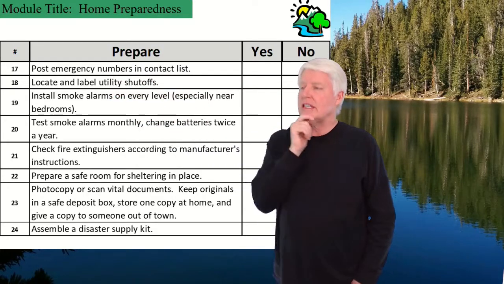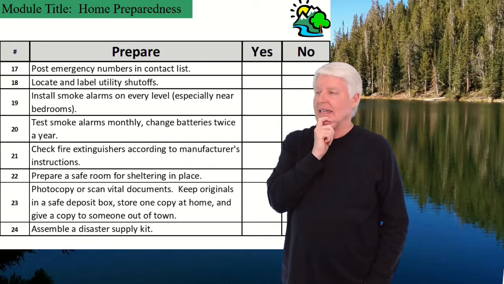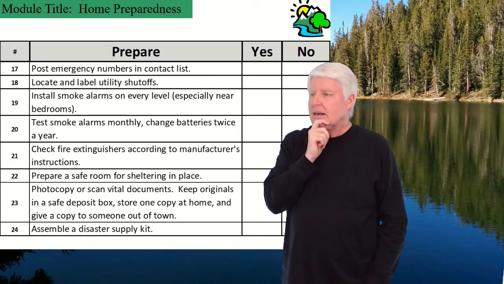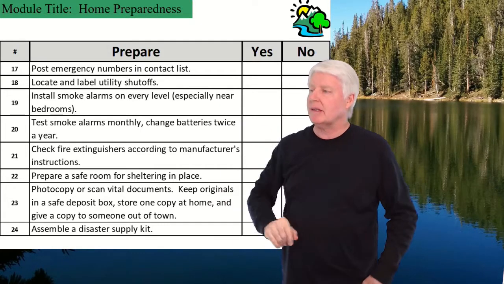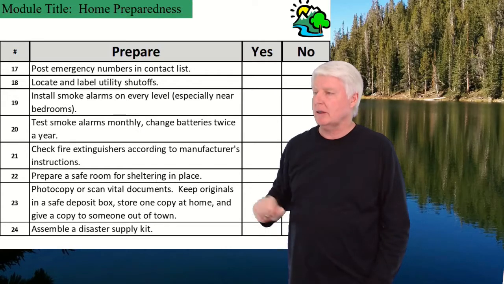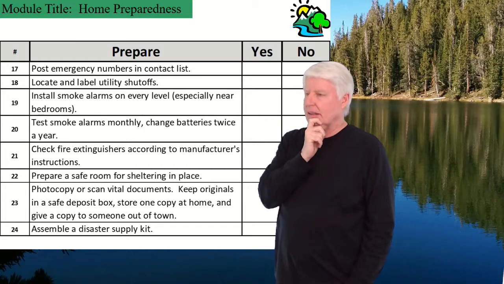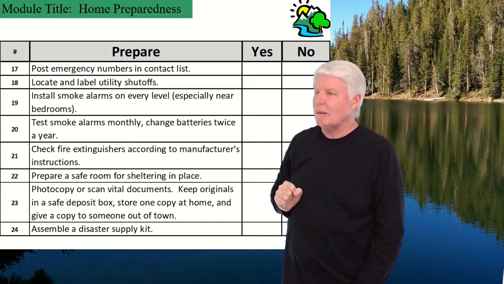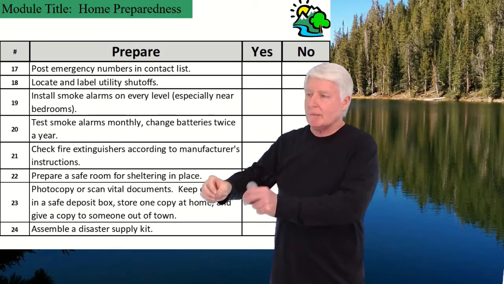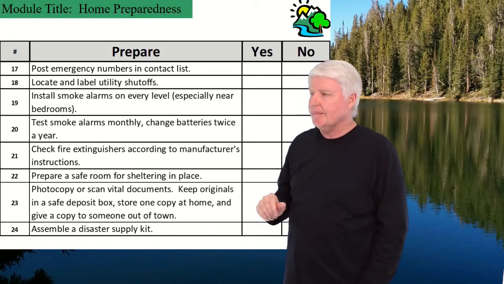17, post emergency numbers and contact lists. Put them in your phone there. And you may want a hard copy. It just depends. Different strokes for different folks type of thing. But I have everything on my contact list. If I lost my phone, though, I'd be in trouble, wouldn't I? Maybe I'd create a paper one and put it in my go bag there.